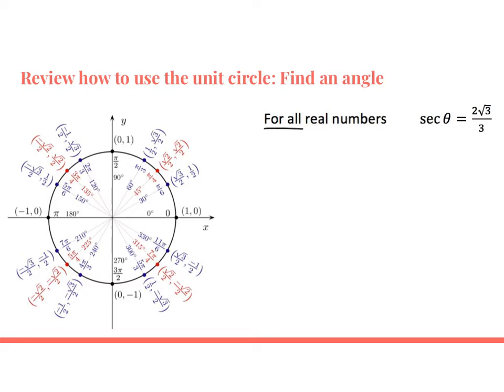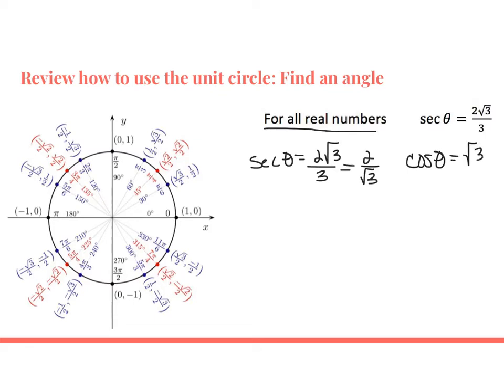Let's do one more. All real numbers. This time we're doing secant. Again, remember, secant is not on our unit circle. We can see that that was rationalized. So if we unrationalize that, we would have gotten 2 over √3. The reciprocal of secant is cosine. And then I have to flip both sides so that I can take the reciprocal of both sides. Now I have an x value, if cosine equals √3 over 2.